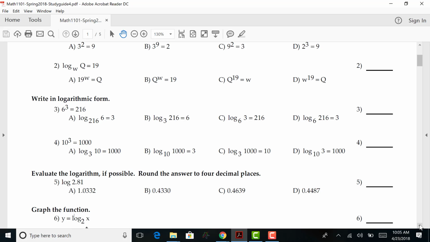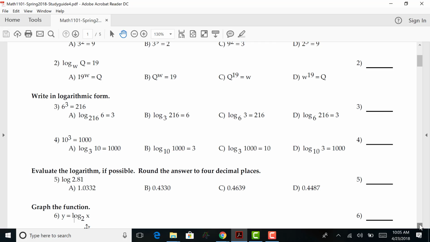Number 5 says evaluate the logarithm if possible, and then round your answer to 4 decimal places. Literally, you type it in your calculator. Everybody should have that button on your calculator. So you just put it in your calculator, what you get. Somebody tell me what you get when you put that in your calculator. Log 2.81 equals what? That's what y'all got? Everybody should get the same thing. Just press the button. That's the easy one.